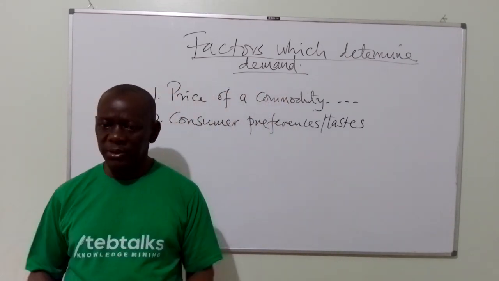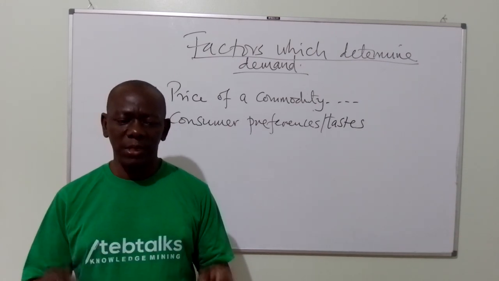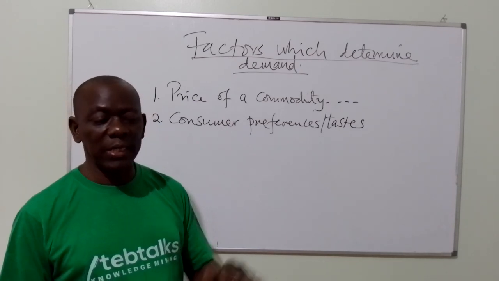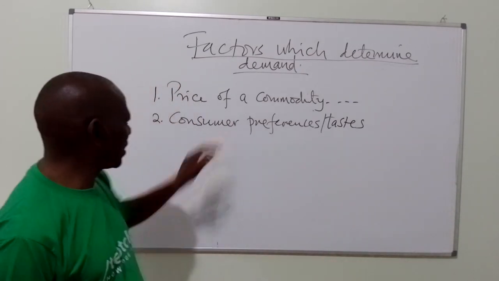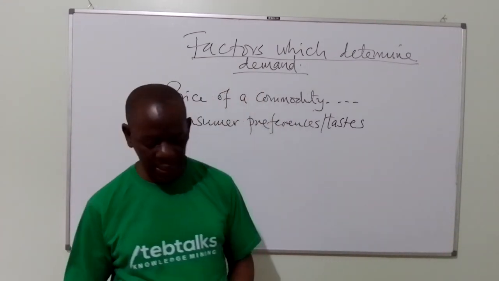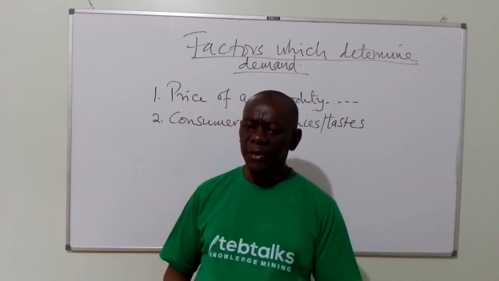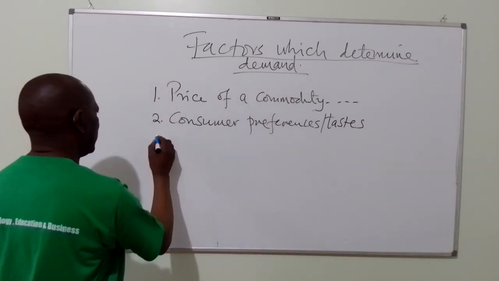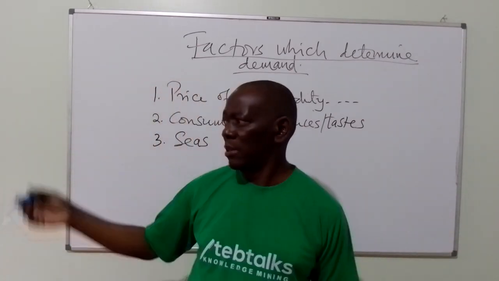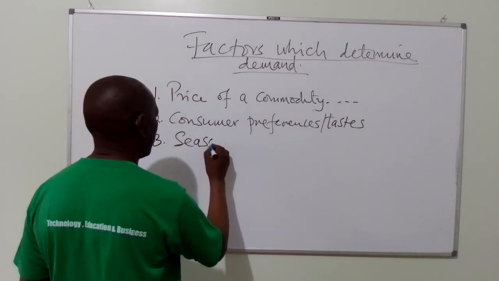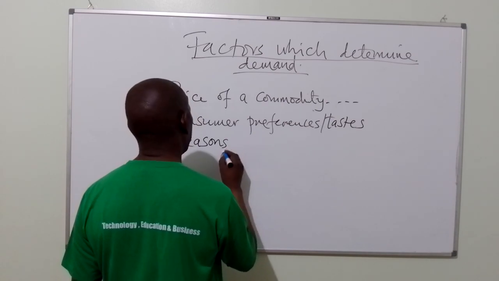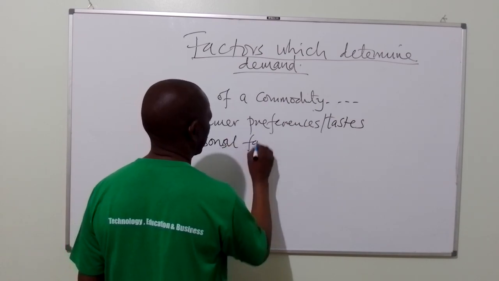The moment you don't do that and you are an economist, that means you are going to have your commodities not bought, or the demand is going to be low. So the second factor that determines demand is the consumer preference. It is very, very important to look at it. Then three, the seasons. The seasons, or we'd say seasonal factors.